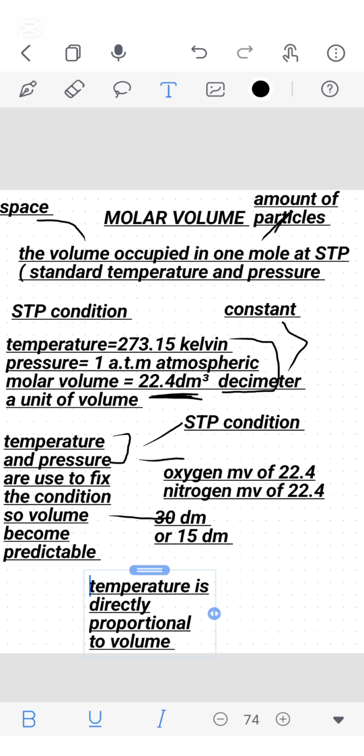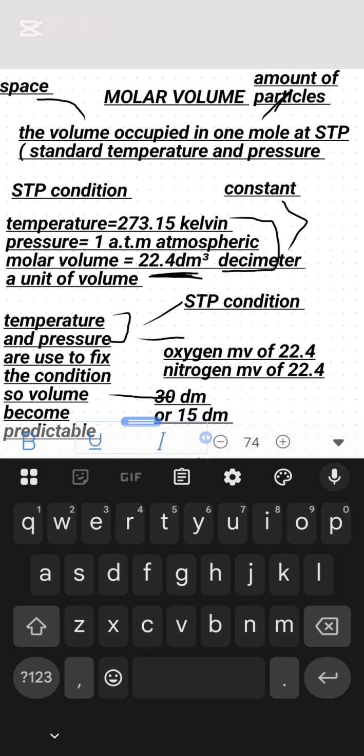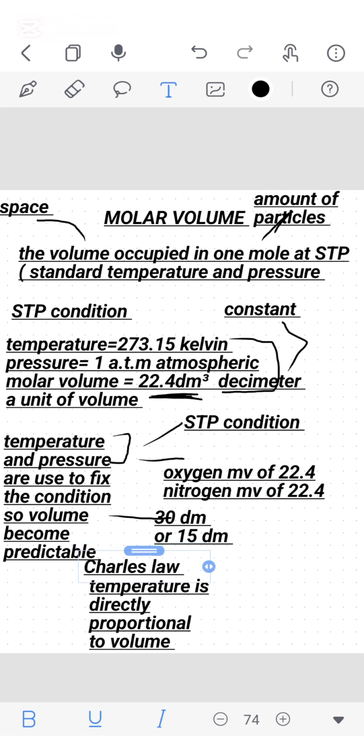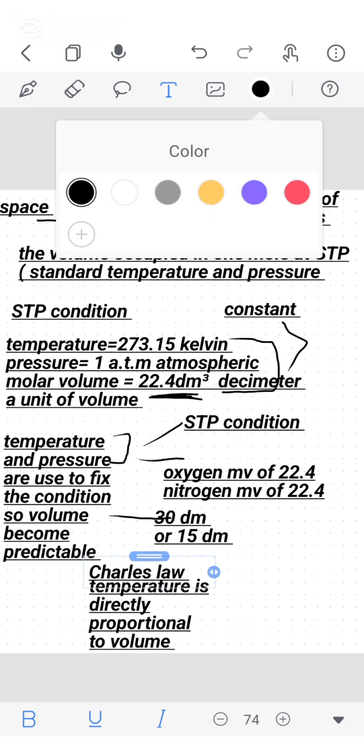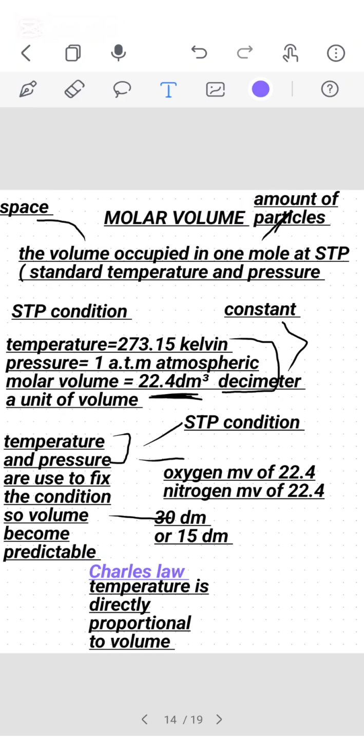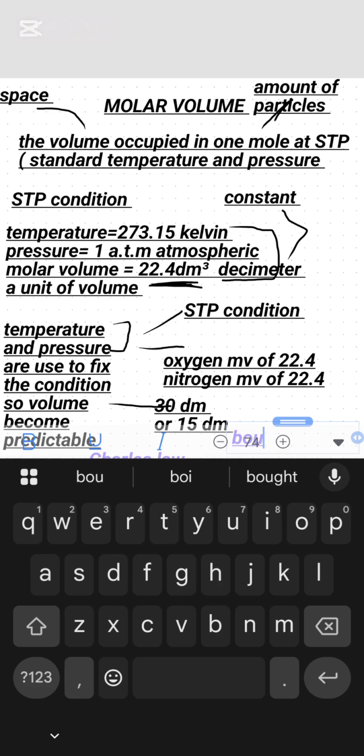That was Boyle's law. Sorry, that was Charles's law. I can write it in a different color so you may understand. That was Charles's law. Now we will be discussing Boyle's law.